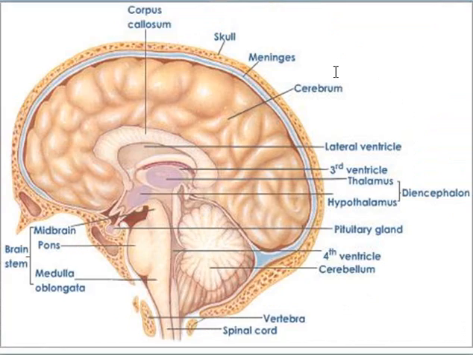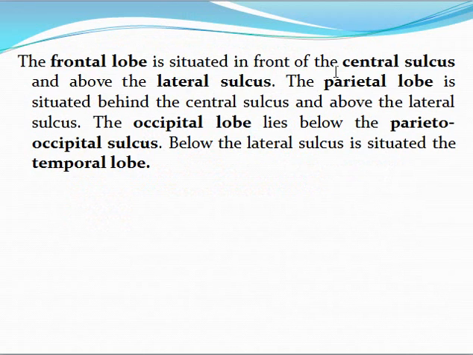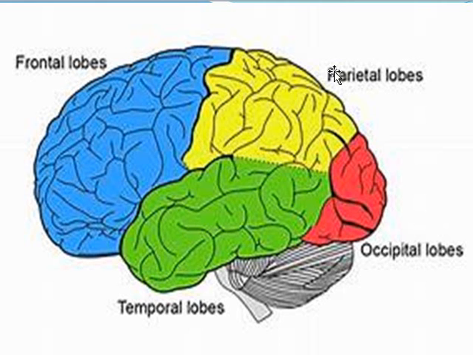divides the brain or the cerebrum into different lobes, and the names of the lobes are taken from the adjacent bones. The central sulcus: in front of the central sulcus we have the frontal lobe, behind it the parietal lobe, and below the parieto-occipital sulcus we have the occipital lobe. Below the lateral sulcus, this is the lateral sulcus, we have the temporal lobe. So, frontal lobe, parietal lobe, occipital lobe, and the temporal lobe in the middle cranial fossa.